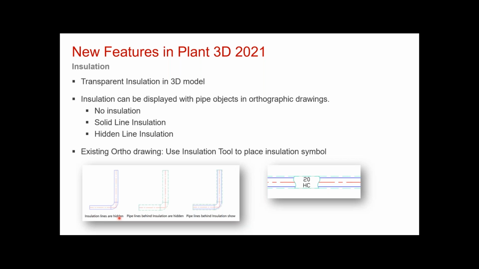And for existing orthographic drawings, you can use the insulation tool to place any insulation symbol that you want. You can see that on the right hand side where we have put in an insulation symbol there. So all these things are part of the Plant 3D orthographic dialog itself. You will see that in a moment when we display that in Plant 3D. But this is the big feature introduction to Plant 3D orthographics.